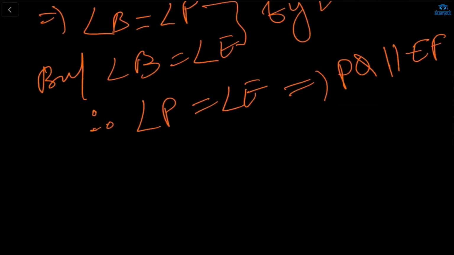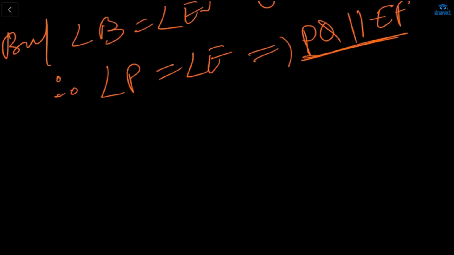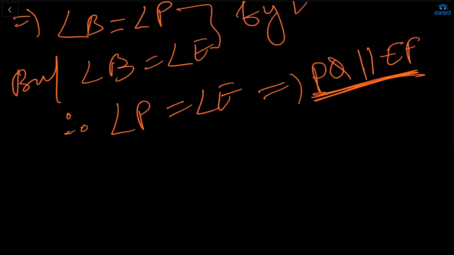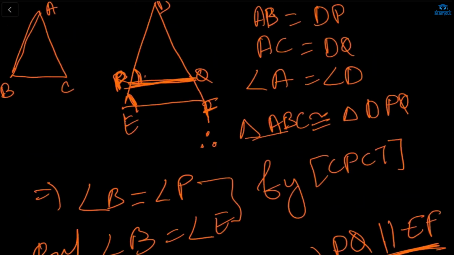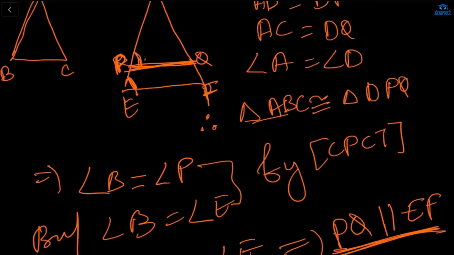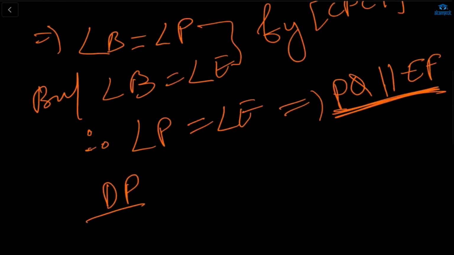Since corresponding angles are equal, therefore from the basic proportionality theorem, now we have got PQ parallel to EF. If PQ is parallel to EF, then from the basic proportionality theorem we can say that DP by PE is equal to DQ by QF. Now we are going to write this: DP by PE is equal to DQ by QF.